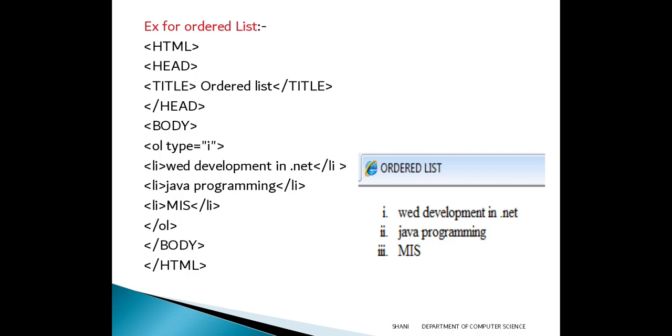Okay. If we give type equals capital letter ABC, then it will present capital letters. Small letter ABC means small letter ABC will be presented. By default, if we don't give any OL type, if we don't mention the attribute, it will take 1 2 3 by default. Okay. It's an example for an ordered list.